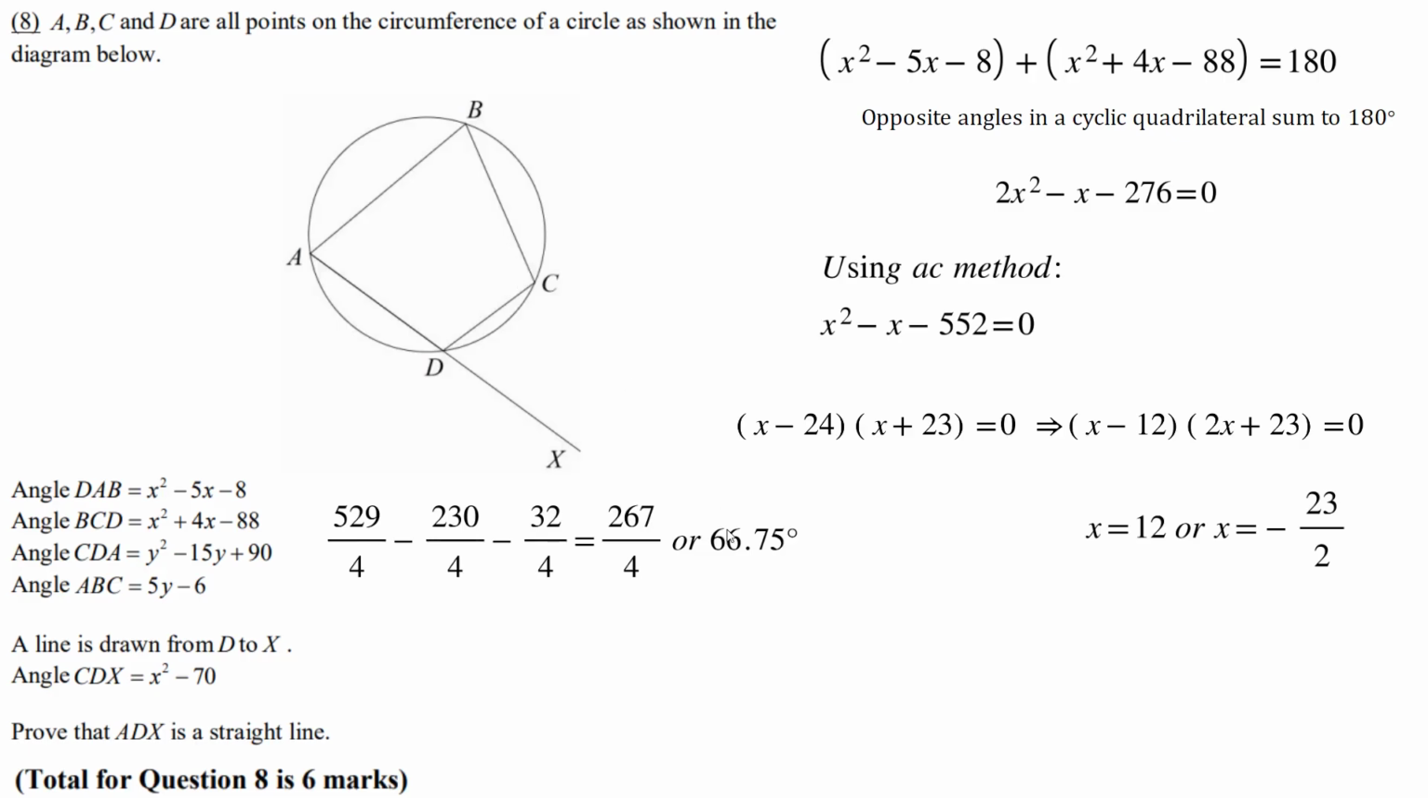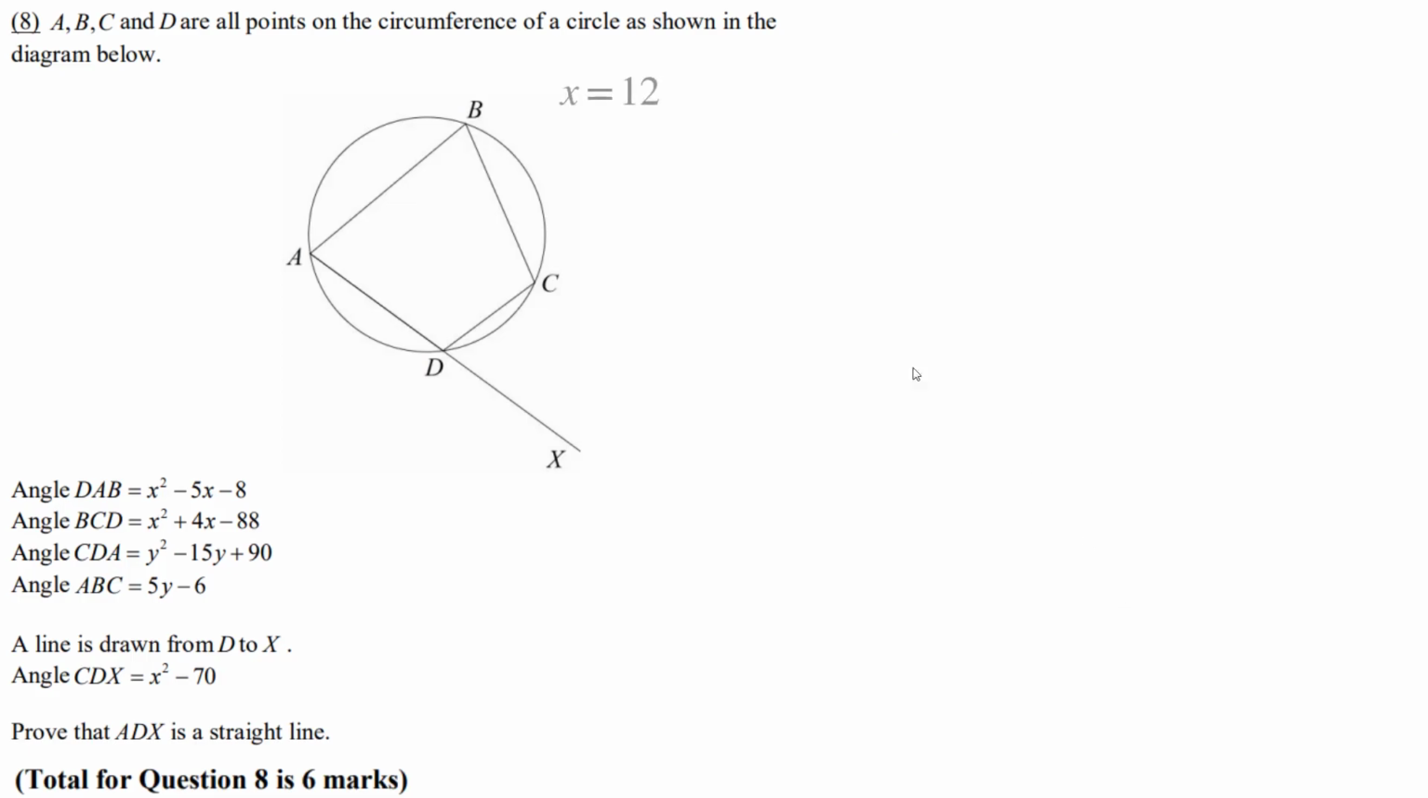So it must equal 180, take away this, basically. So we'll just substitute in x equals minus 23 over 2 into this one here. Now, I'm not going to bother solving this, but I know for a fact that this is just going to be negative, and obviously you can't have a negative angle, so the answer definitely can't be x equals minus 23 over 2, so x must equal 12. Okay, so we'll just put that there, x equals 12.